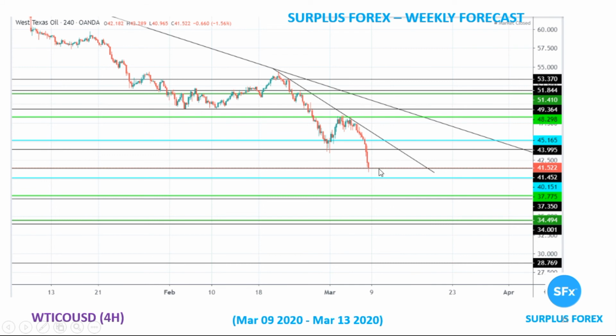If it continues to drop from here, crosses 40.15, comes back, tests it again, and then drops further down from 40.15, then I'm making my entry at 40.15, keeping my first target at 37.77 and second target at 34.49, which is a real old one as an old support. So this is my take on the crude oil.